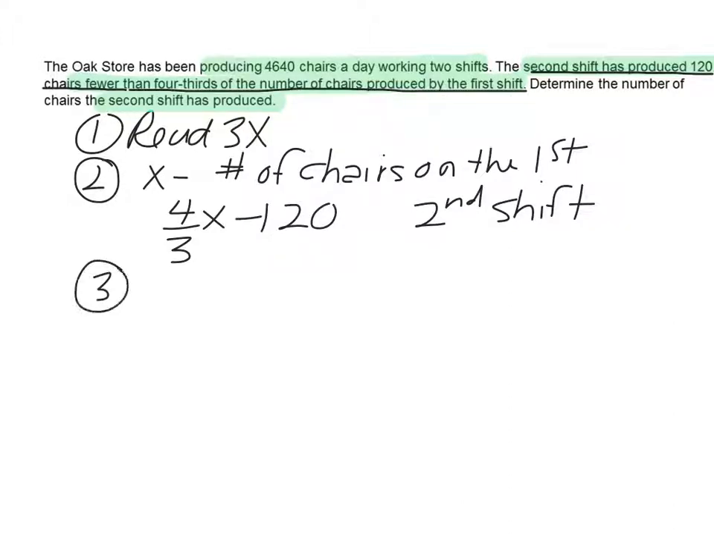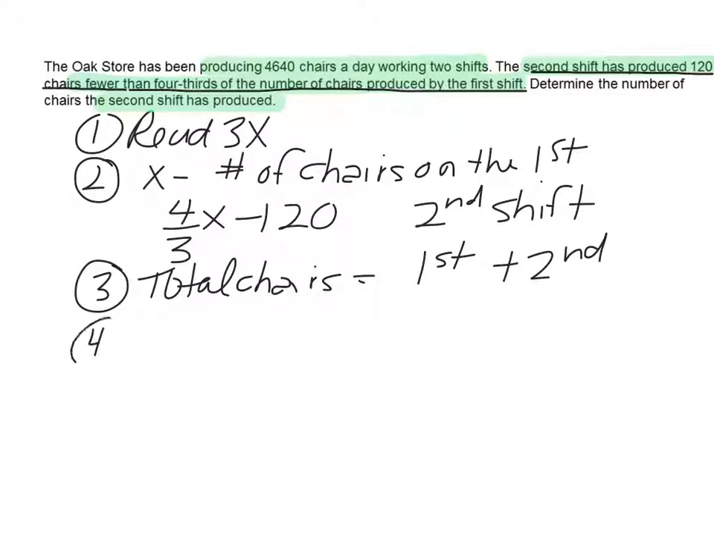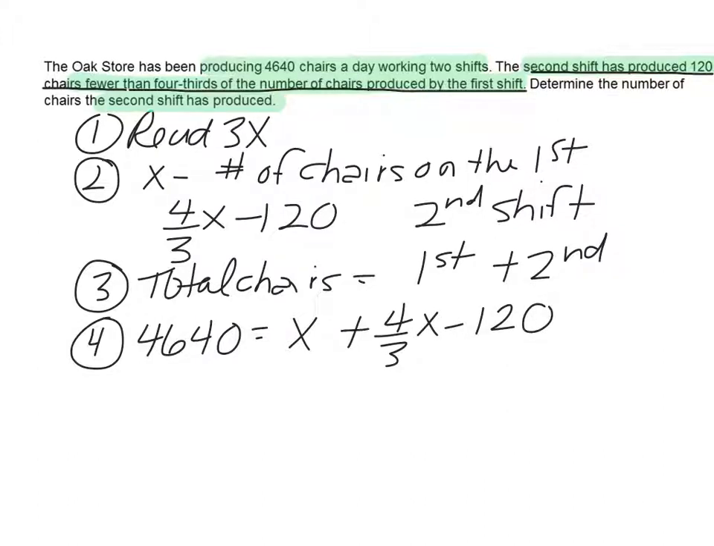In the third step, we're going to put our information together so we know that the total chairs is equal to the number on the first shift plus the number on the second shift. And if we translate into the information that's given to us in the question, it's 4,640 is equal to x plus 4/3 x minus 120. And when we simplify our equation, it would be 4,640 is equal to x plus 4/3 x.